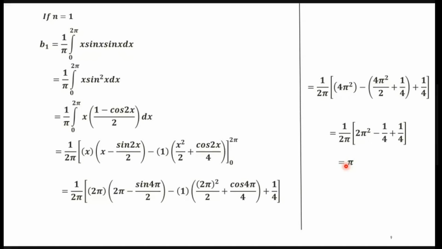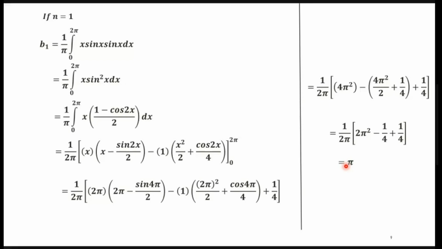ठीक है, तो B1 की वैल्यू पाई. Bn 0 है, so 2 से लेके infinity तक the value is 0, but when n is equal to 1 the value is equal to B1 is equal to pi. तो substituting A0, An, A1, Bn, B1 सबकी वैल्यू हमको substitute करनी है अभी.